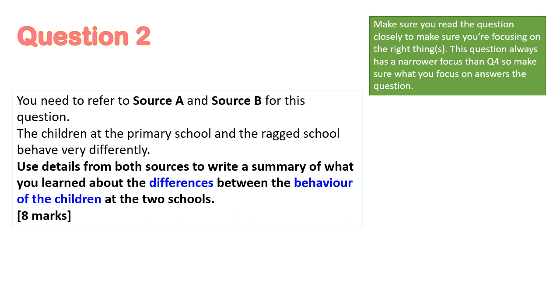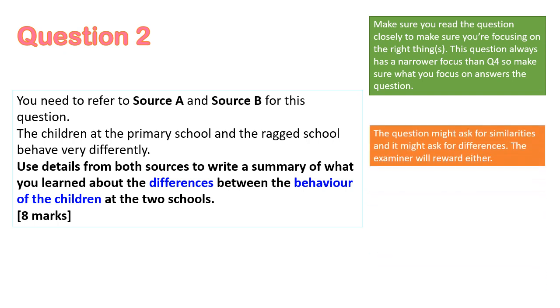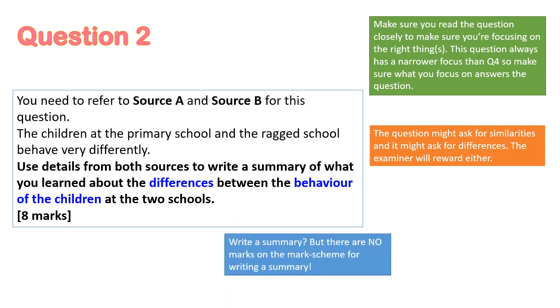So remember, the behaviour of children is the focus, and this question asks me to look for differences, but it might ask for similarities. Ultimately, your examiner will reward either similarities or differences. They are not that bothered about which you're doing, just as long as you are making a comparison. It tells me to write a summary of what I learned, but actually there aren't any marks for just writing a summary. This is AQA being a little bit sneaky, and you just need to be 100% sure on what it is they're asking you to do, and actually what they're asking you to do is make inferences.